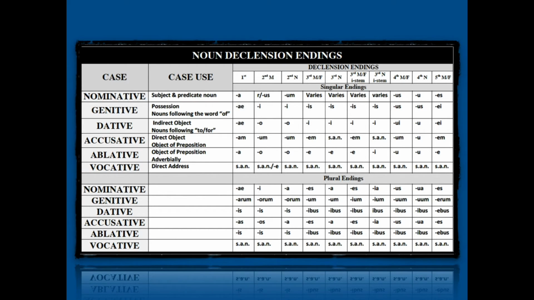You'll notice that there are more blanks filled in on this chart than we did on our Latin 1 chart. And that's because this year we will be encountering third declension nouns that are I stem, as well as fourth and fifth declension nouns. We'll learn more about those later.